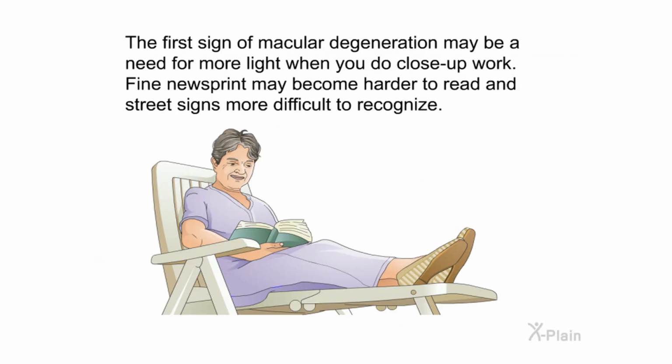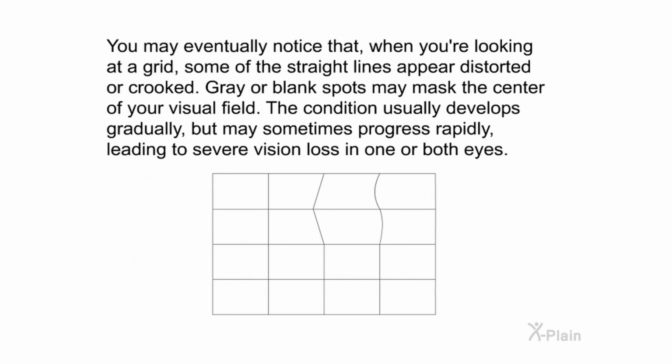Symptoms. The first sign of macular degeneration may be a need for more light when you do close-up work. Fine newsprint may become harder to read and street signs more difficult to recognize. You may eventually notice that when you're looking at a grid, some of the straight lines appear distorted or crooked. Gray or blank spots may mask the center of your visual field. The condition usually develops gradually, but may sometimes progress rapidly, leading to severe vision loss in one or both eyes.